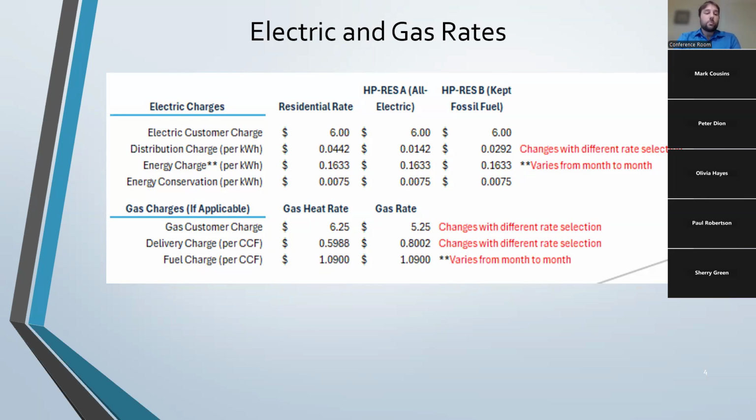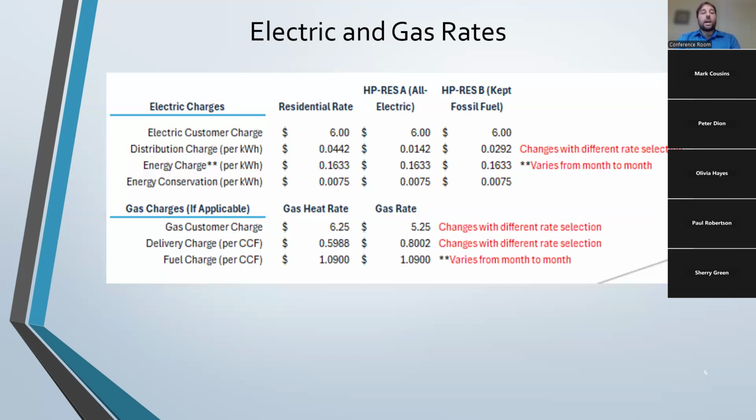Going down, if you are a gas customer with the gas heat rate, you will be switched from the gas heat rate to the gas non-heat rate. The first column is the gas heat rate. The customer charge is slightly different, a dollar lower on the non-heat rate. But in the next row, you'll see the delivery charge goes up by about 20 cents. That's the difference there.